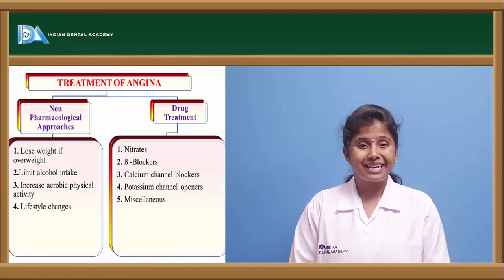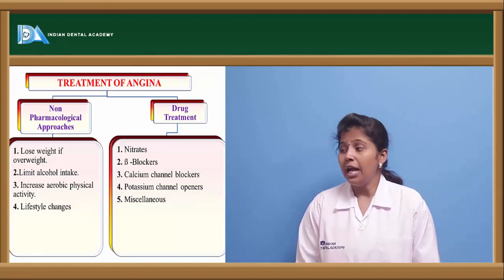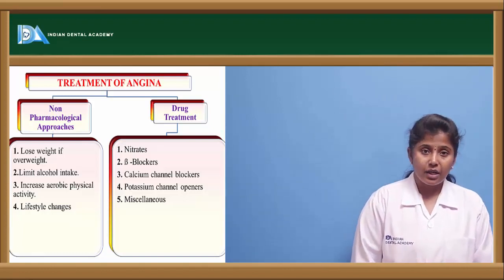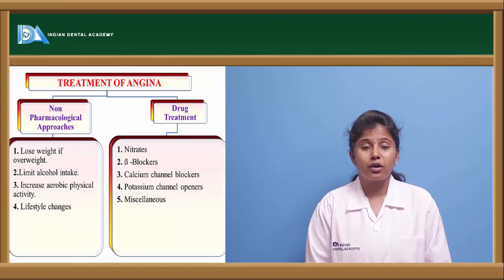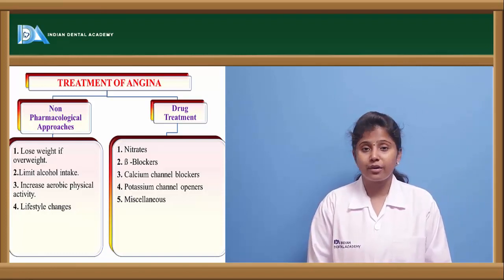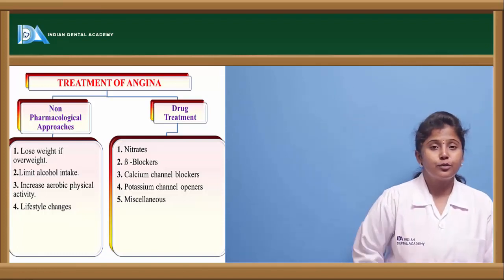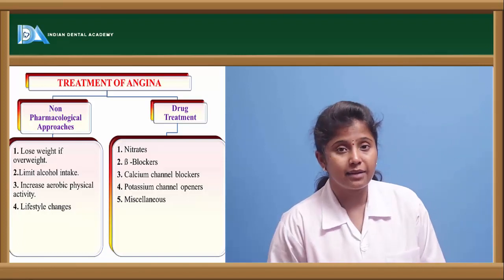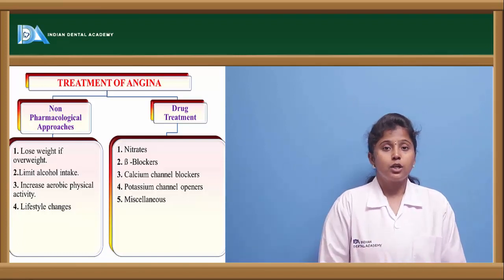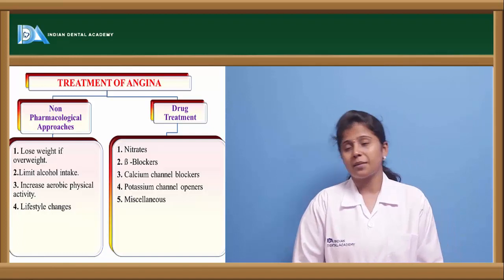The person should smoke less, alcohol intake should be reduced, and the person should be physically fit. The person should do physical activities on a regular basis, and lifestyle should be proper. There should not be a sedentary lifestyle. So these can prevent angina to some extent.